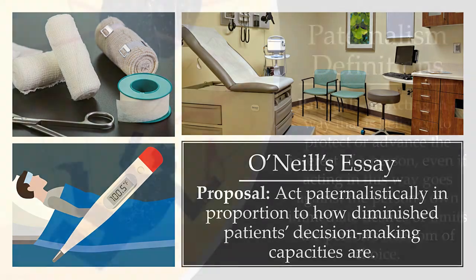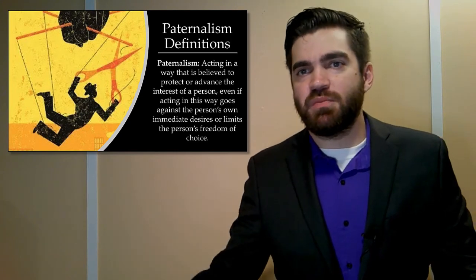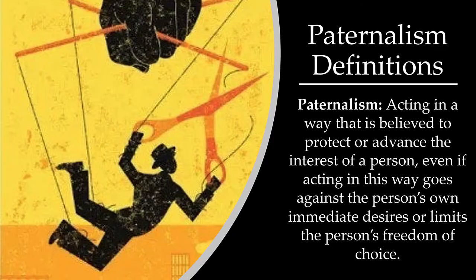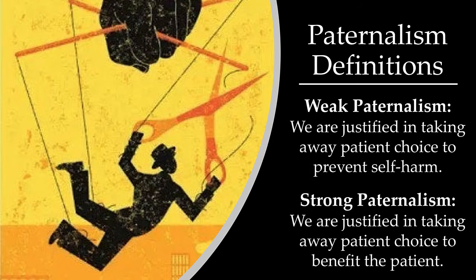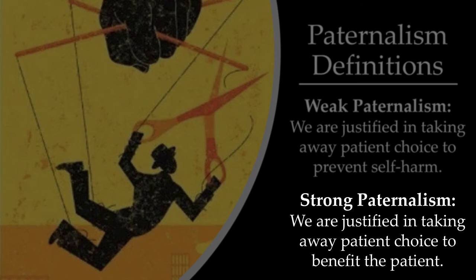So just to recap a little bit, we said paternalism is acting in a way that's believed to protect or advance the interest of a person, even if acting in this way goes against the person's own immediate desires or limits the person's freedom of choice. We looked at several different cases in which autonomy or freedom of decision-making might reasonably be limited. So we limit people's decision-making powers when they're going to harm other people. We might limit people's decision-making powers when they're going to harm themselves. And most controversially, we might limit somebody's decision-making powers when we think we know what's best for them. We think by limiting their powers, we can benefit them in some particular way.